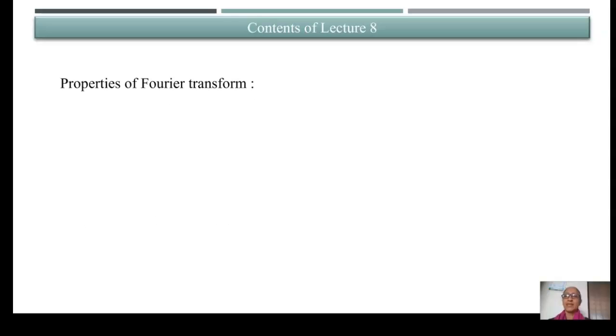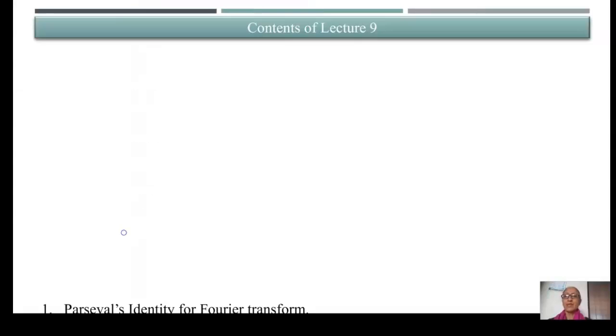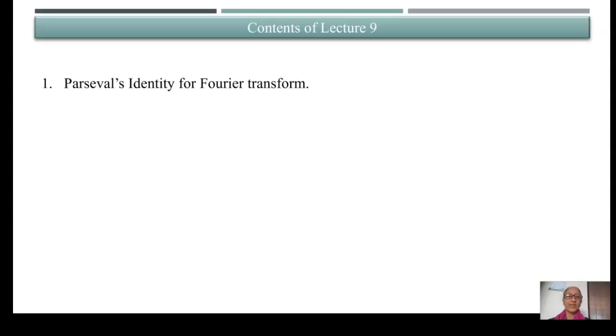In our previous lecture, we discussed properties of Fourier transform, that is linearity property, change of scale property, shifting property, modulation theorem, and convolution theorem. And we solved some examples. In this session, we are going to discuss Parseval's identity for Fourier transform, and we are going to solve some examples on it. First of all, let us see what is Parseval's identity.